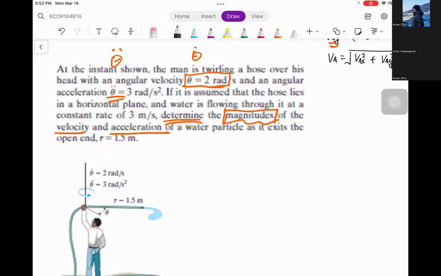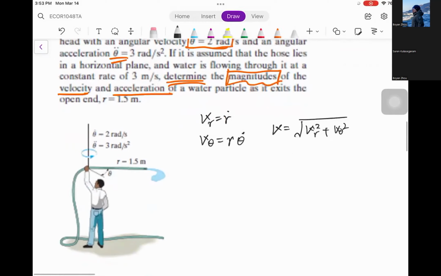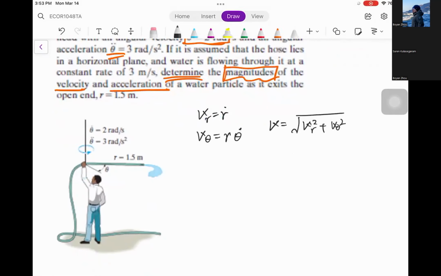In our equation, we know that the velocity V_R, I'm just copying down the equation, is equal to R dot, and V theta is equal to R times theta dot. And of course, the resultant velocity is the square root of the sum of V_R squared plus V theta squared. So that is the resulting velocity.